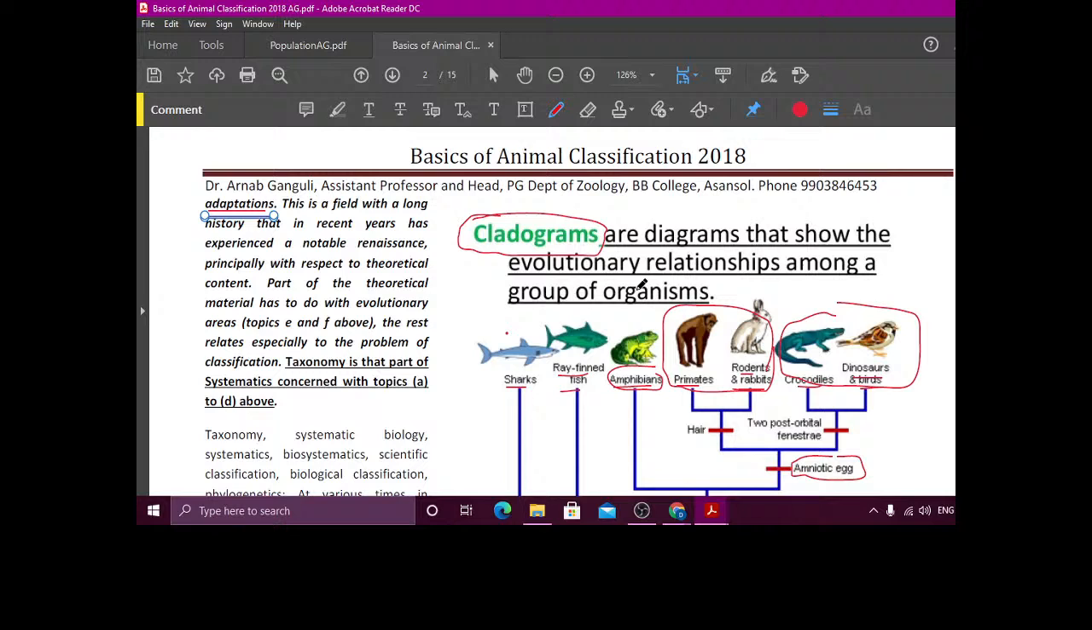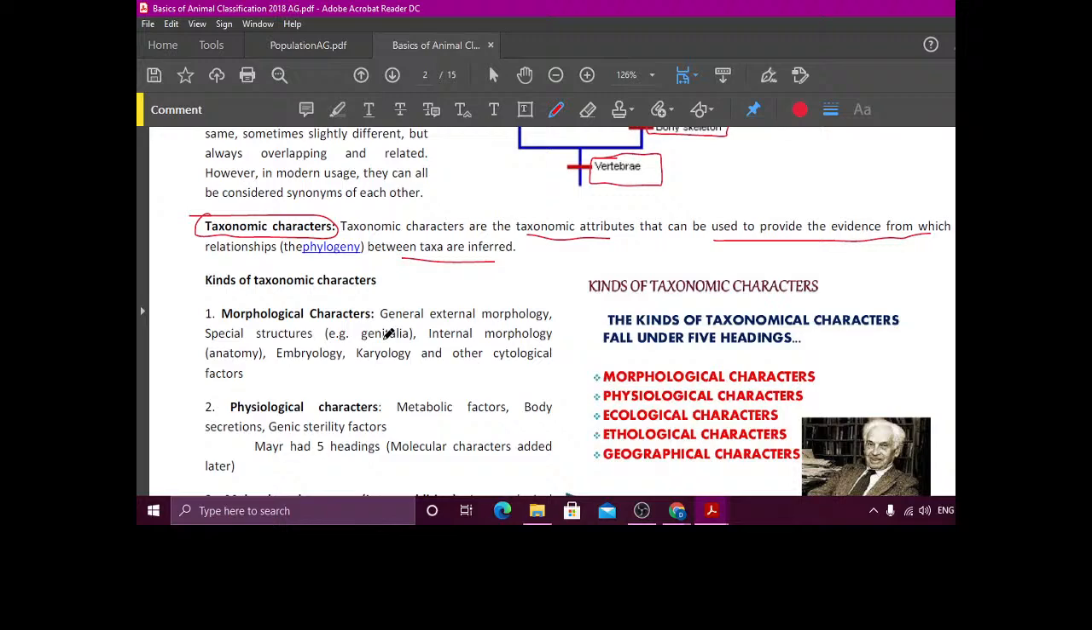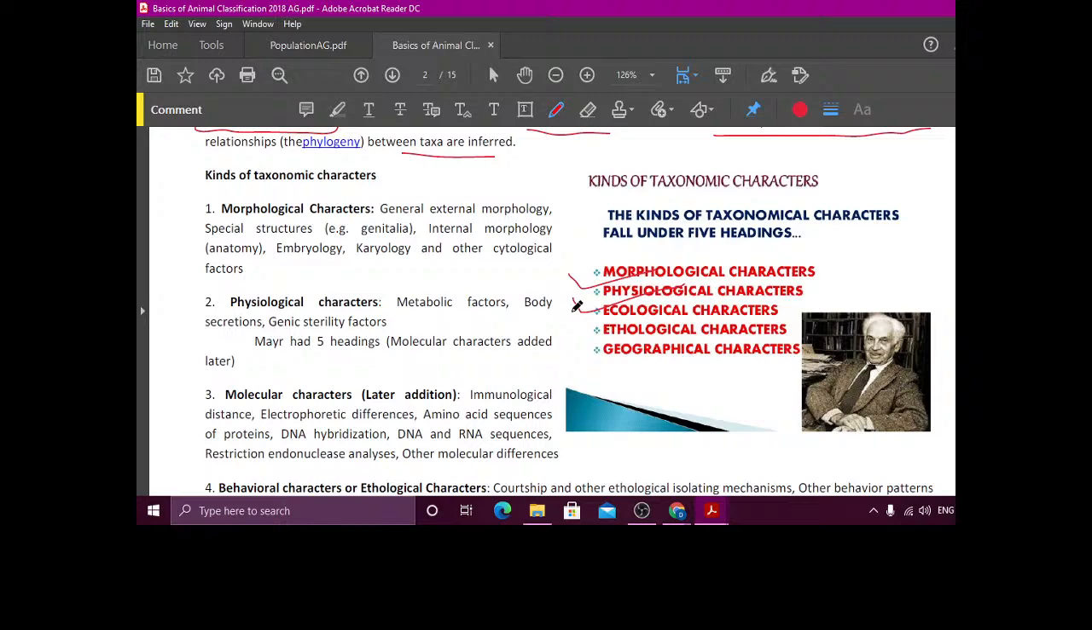The next part we go to is the other taxonomic characters. What are taxonomic characters? They are also known as taxonomic data in some books. They are the taxonomic attributes that can be used to provide evidence from which relationships between taxa are inferred. So, these are the characters on the basis of which classification is done. The characters can be morphological according to Ernst Mayr, physiological, ecological, ethological, geographical, as well as molecular biological. So these are the different types of characteristic features which you can get.